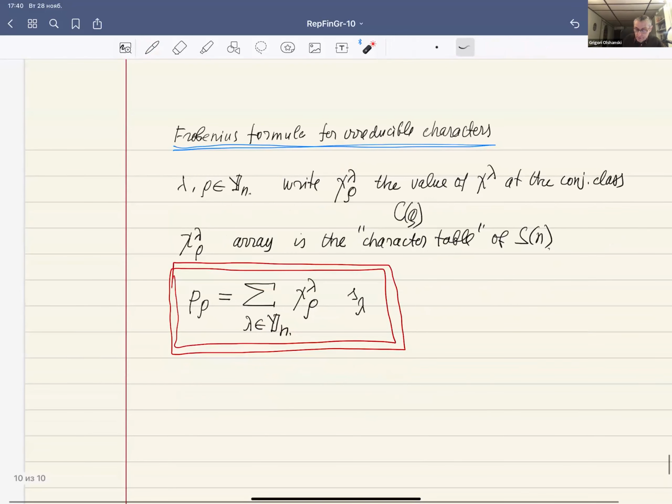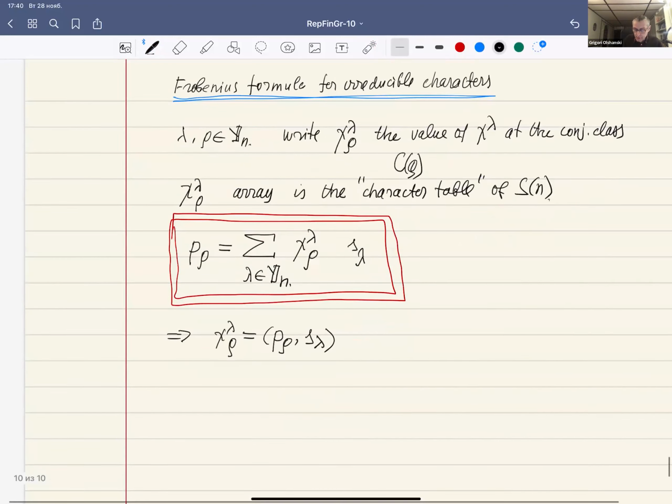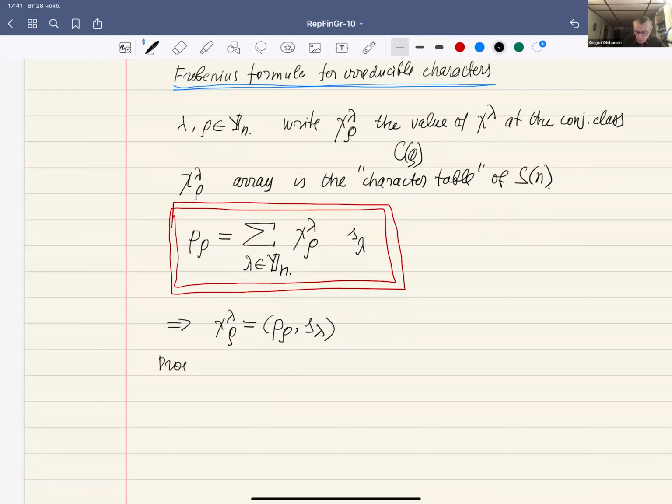So this implies in particular, because we know that the Schur symmetric functions are orthonormal, that this quantity is equal to the scalar product. The proof is very easy.